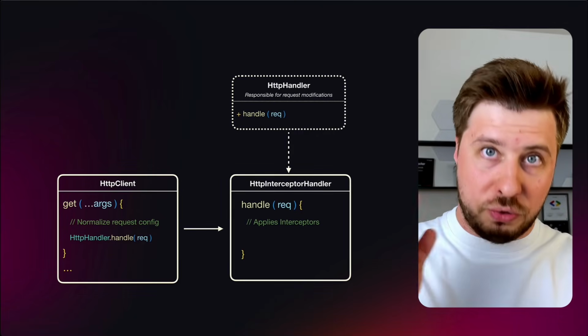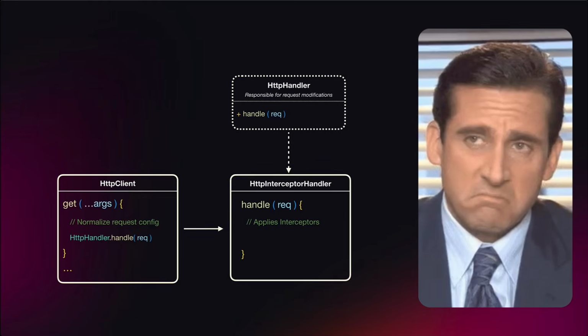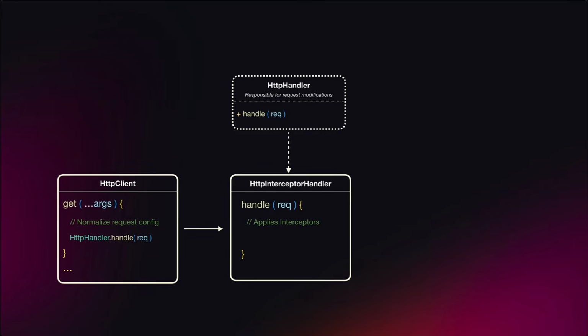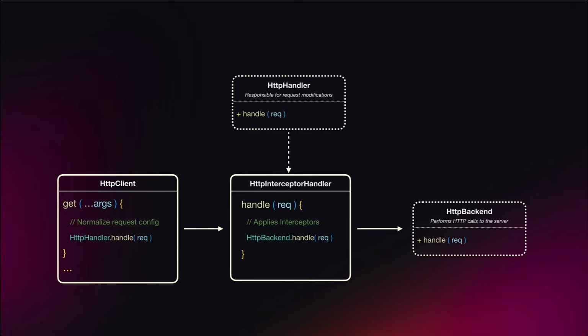But then it should perform HTTP call, right? No. After applying the interceptors, and how exactly it happens I will show you later in this video, the HTTP handler delegates further request processing to the HTTP backend. HTTP backend, it is also an abstraction which requires each concrete implementation to implement the handle method as well, which will be responsible for firing HTTP calls.